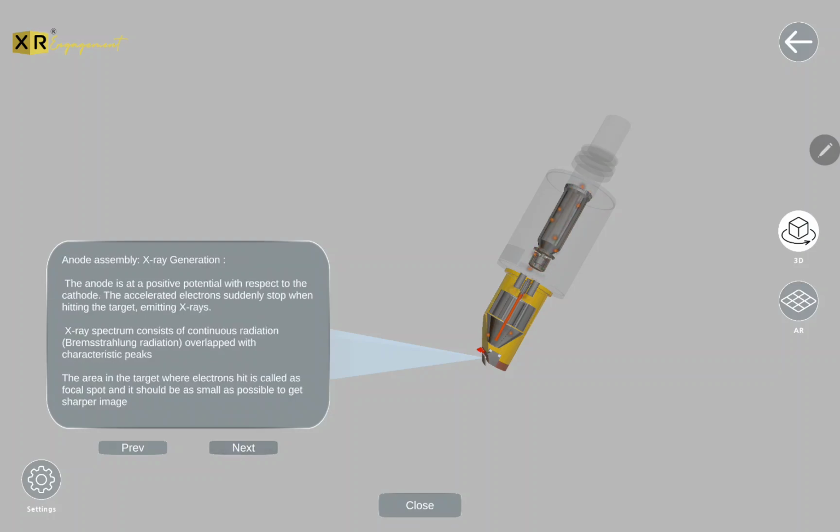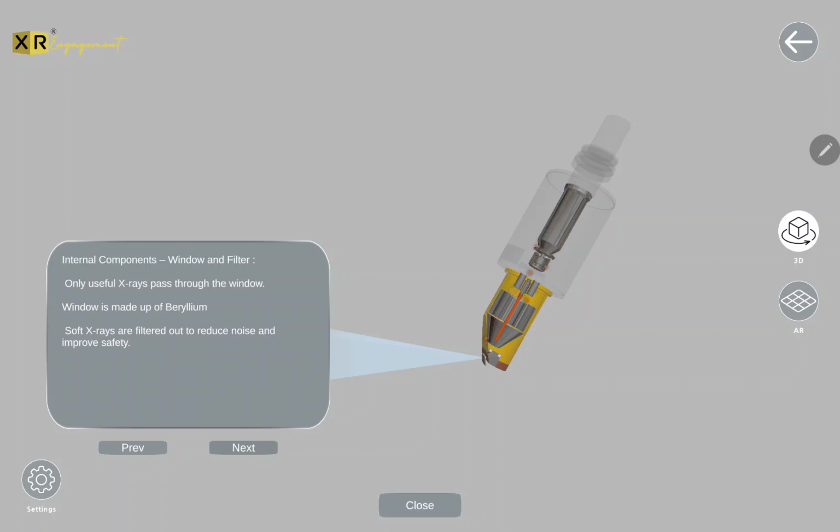The anode has a positive potential with respect to the cathode. The accelerated electrons suddenly stop when hitting the target, emitting X-rays. The X-ray spectrum consists of continuous radiation, Bremsstrahlung radiation, overlapped with characteristic peaks. The area in the target where electrons hit is called the focal spot, and it should be as small as possible to get a sharp image.